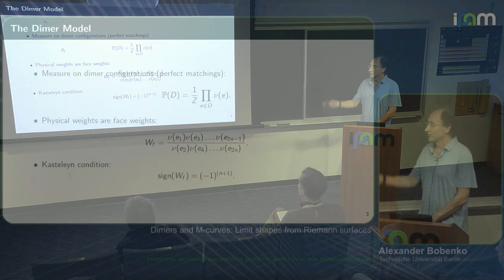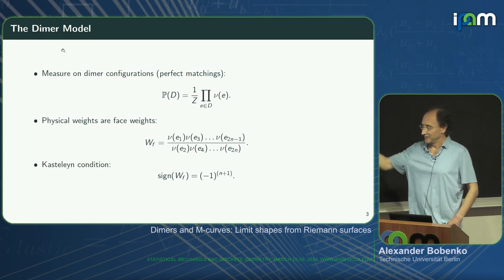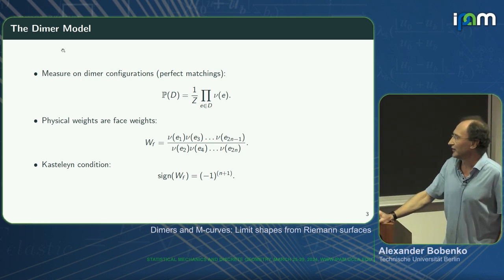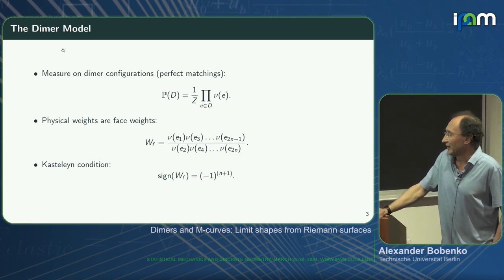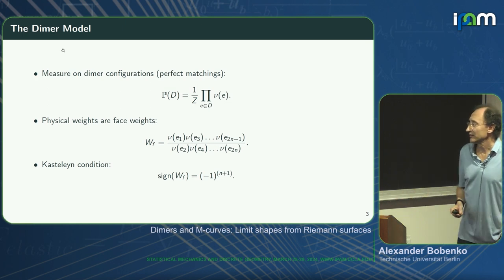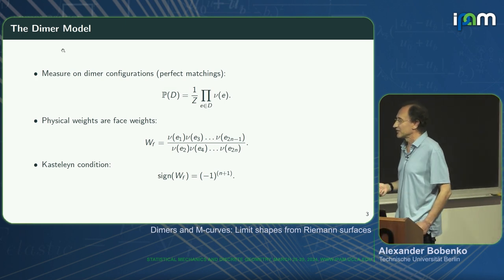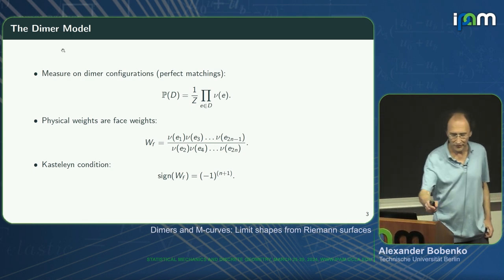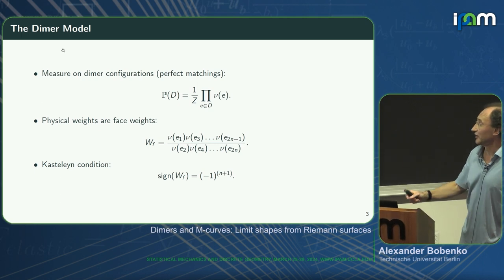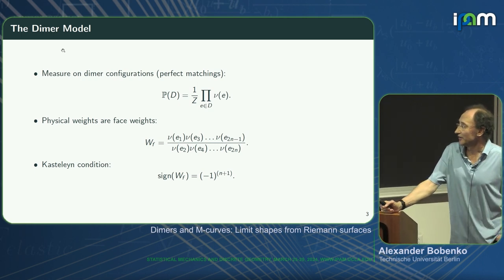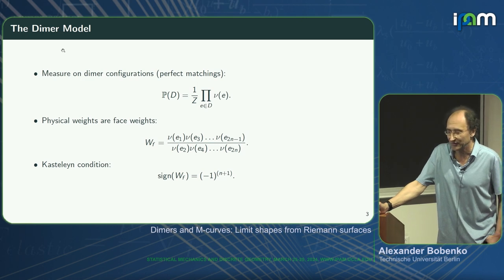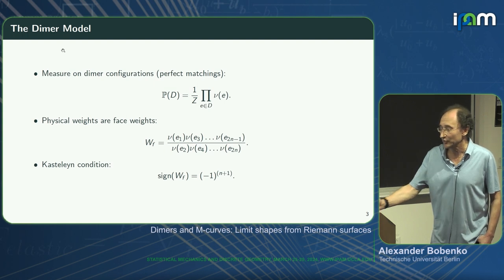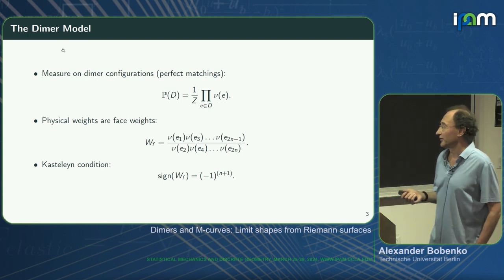And therefore, you just go around a face and compose this kind of multi-ratio of edge weights. This is a physical weight, so it has to be real. Then, moreover, there is this Kasteleyn condition that the sign of this W should have to do with the parity of the number of edges, minus one to n plus one. So this is the physical case. That's the most interesting case, and we're aiming, of course, at this situation.